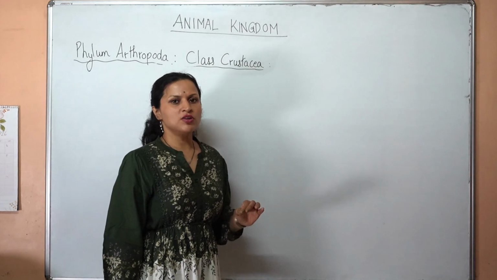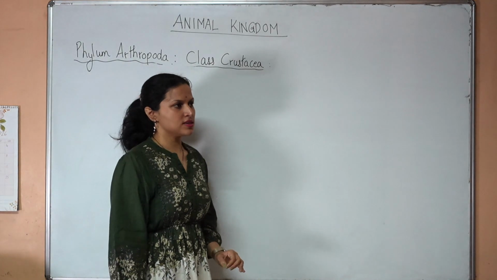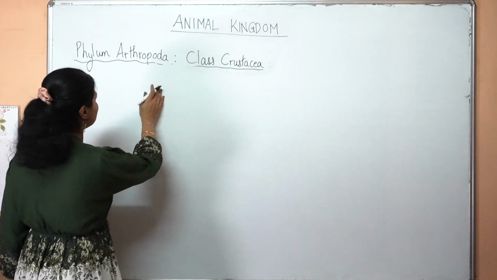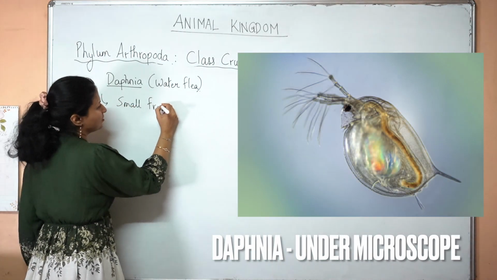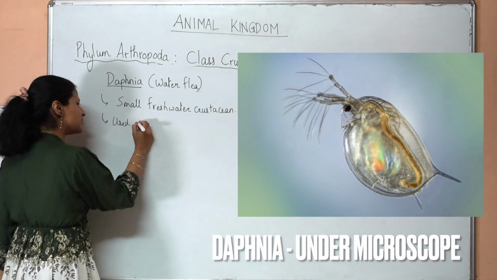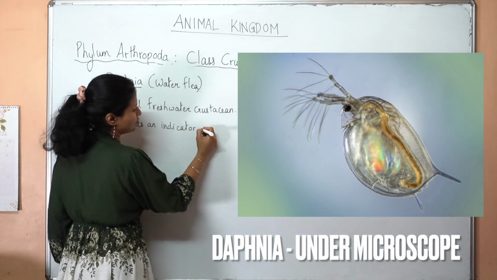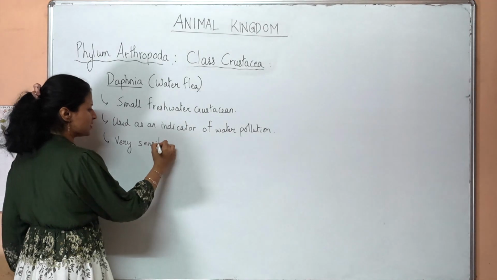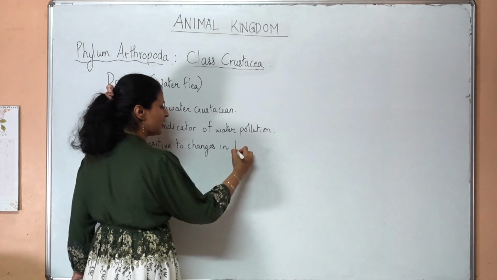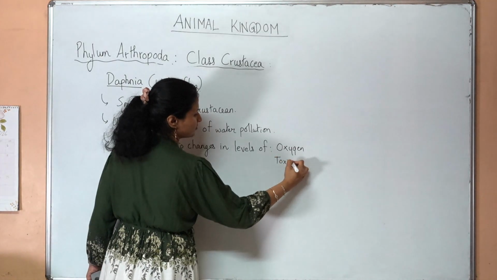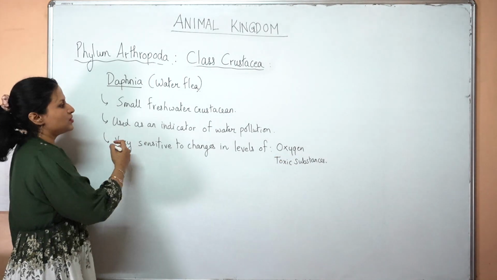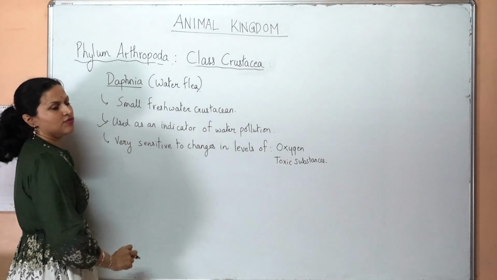There is one more example of an important crustacean that we will discuss. This one is called Daphnia, also called water flea. It is a small freshwater crustacean and it is used as an indicator of water pollution. It is said to be very sensitive to changes in levels of oxygen and toxic substances in water. So it has this economic importance for being the indicator of water pollution.